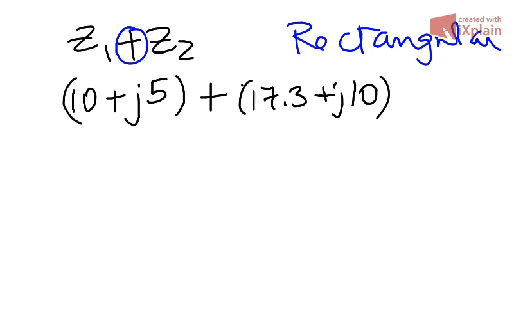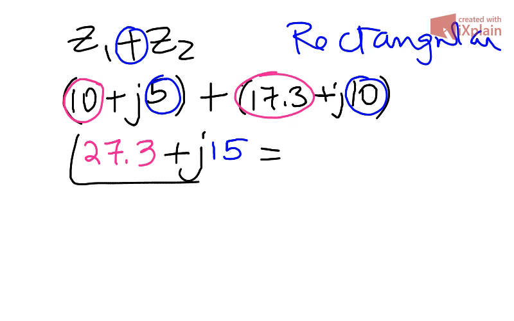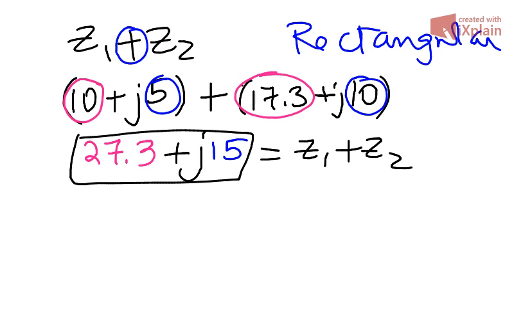So now how do we add in rectangular form? We add the real part with the real part. So we're gonna have 27.3, and then we're going to keep the J there, and we add the imaginary part with the imaginary part. So 5 and 10, 15. So this is the answer in rectangular form for the sum of Z1 and Z2.